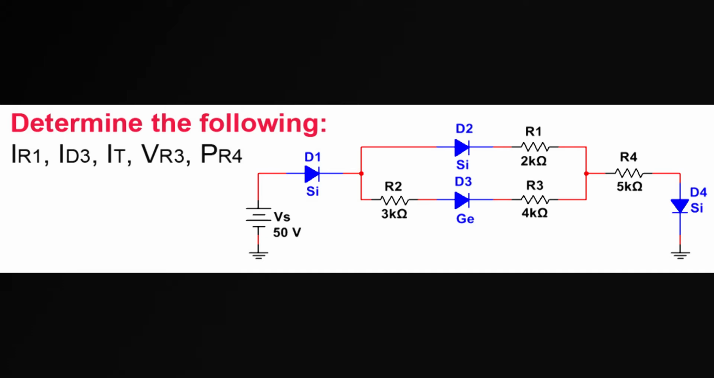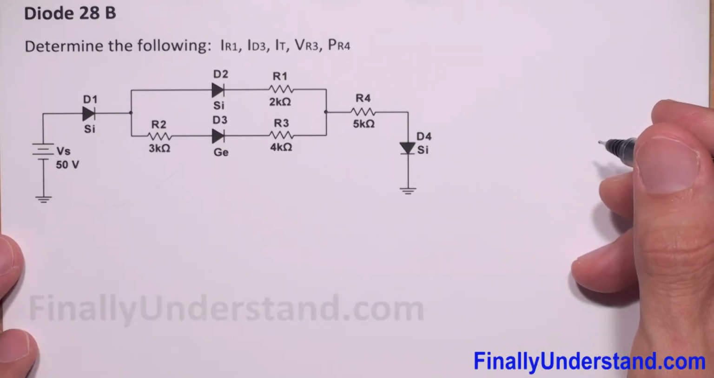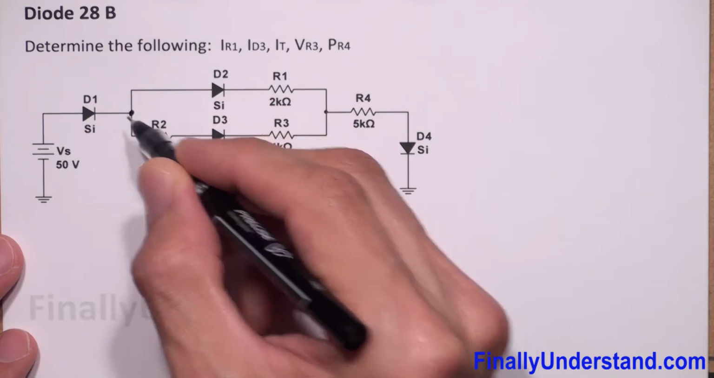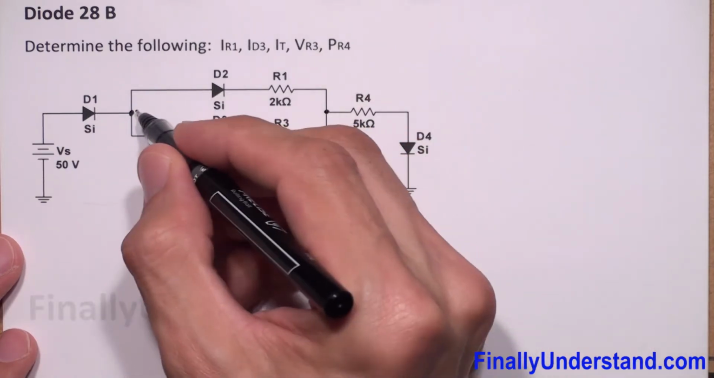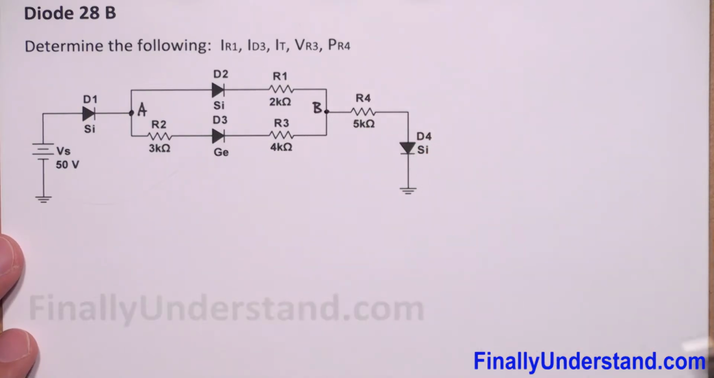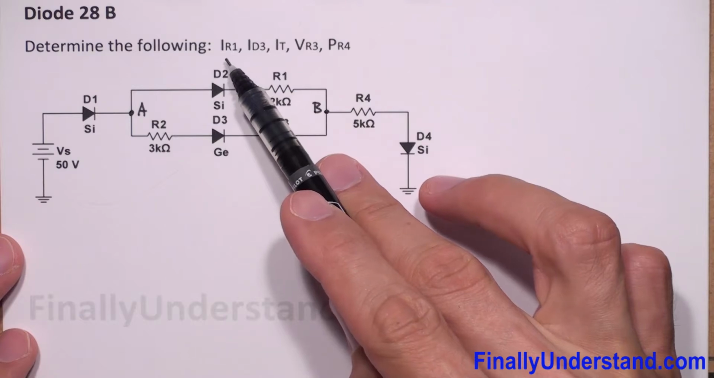Let's take a look at this example. This time we have a problem that is a little more complicated. Where am I supposed to start to solve it? I'm going to again mark these two points as point A and point B. I have to find the current which goes through resistor R1.